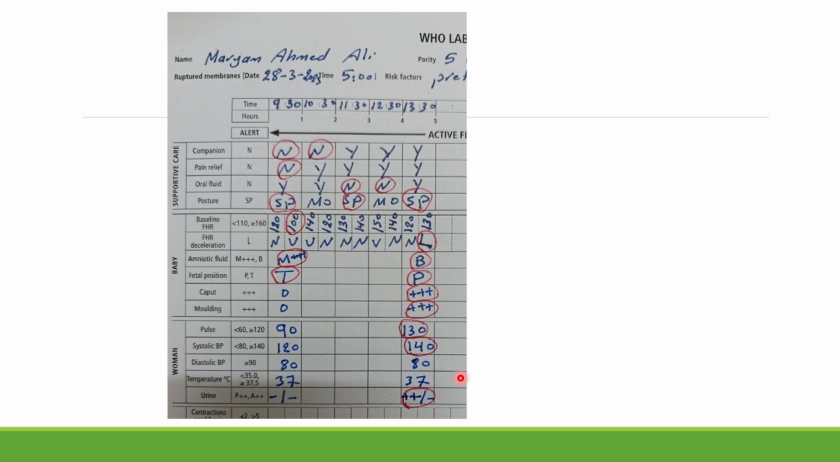Let's see Maryam. Here her pulse rate is 90, but later on it is 130, so this is tachycardia. This is abnormal. We record it with red. The systolic blood pressure reached 140, so we encircle with red. This is the alert. We compare with the alert line, so anything that fills this criteria should be plotted and assessed: the systolic blood pressure, diastolic, temperature, and the protein. Once it becomes positive, we encircle with red.